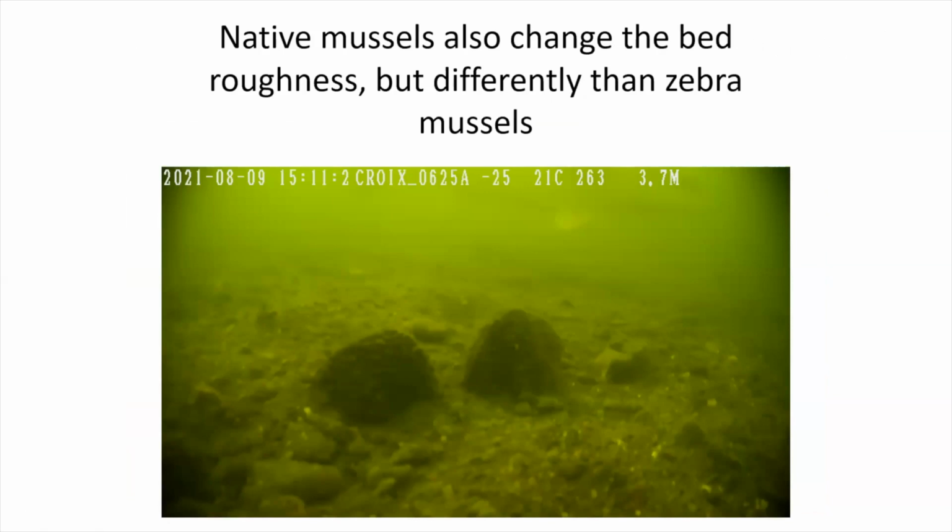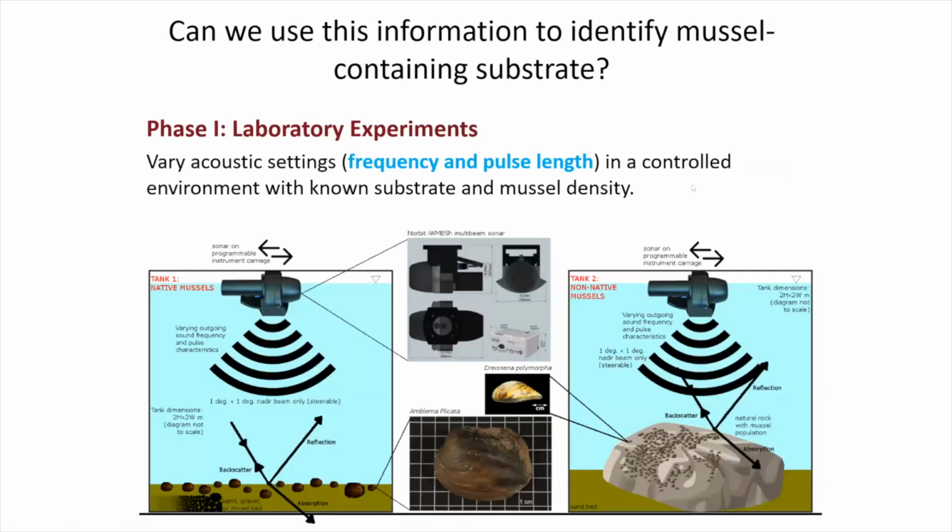A lot of the native mussels tend to be larger organisms, and they tend to be thicker shelled, and so they create a different roughness signature than zebra mussels. And so we started this project with the question of, can we use this information, that the physical presence of mussels changes the lake or riverbed, to help us identify mussel-containing substrate using acoustic backscatter?